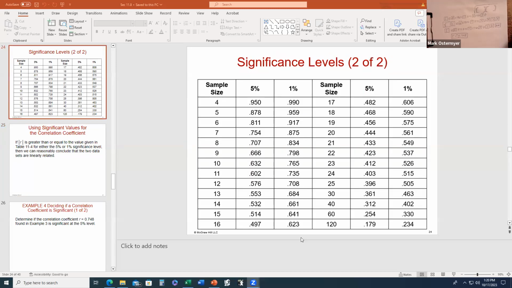For instance, what was our sample size? It was 10, correct? It was 10 there. We had 10 ordered pairs. And what was our correlation coefficient that we computed? I believe it was 0.748, correct? So you can see that 0.748 is pretty darn close to this 0.765, and it's greater than 0.632 and is less than 0.765. So generally speaking, we can say that, yeah, there is a significant linear relationship between the number of hospital beds and the number of physicians or employees in general. Okay.